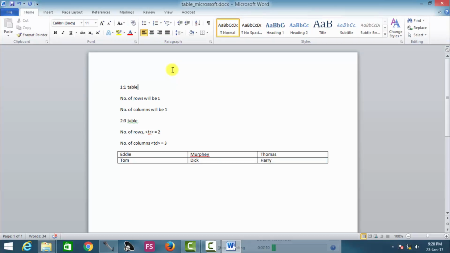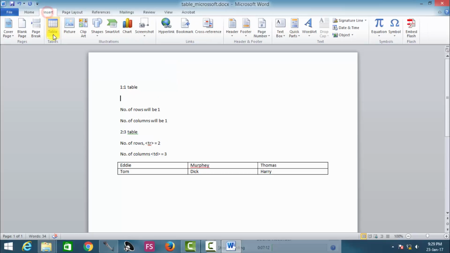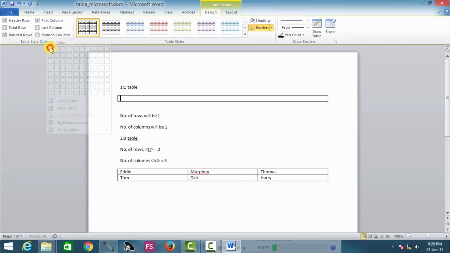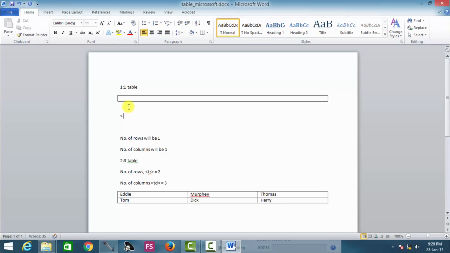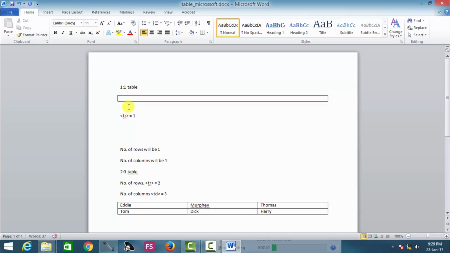Likewise, in this case too, if you are talking about a 1:1 table, then you must know that this is what a 1:1 table looks like. And whenever you are creating a table without any specified number of rows and number of columns in it, that will always by default consist of a single row and a single column. That means the value of TR in this particular case will be equal to 1, and the value of TD, that means the number of columns in this case, will be 1.